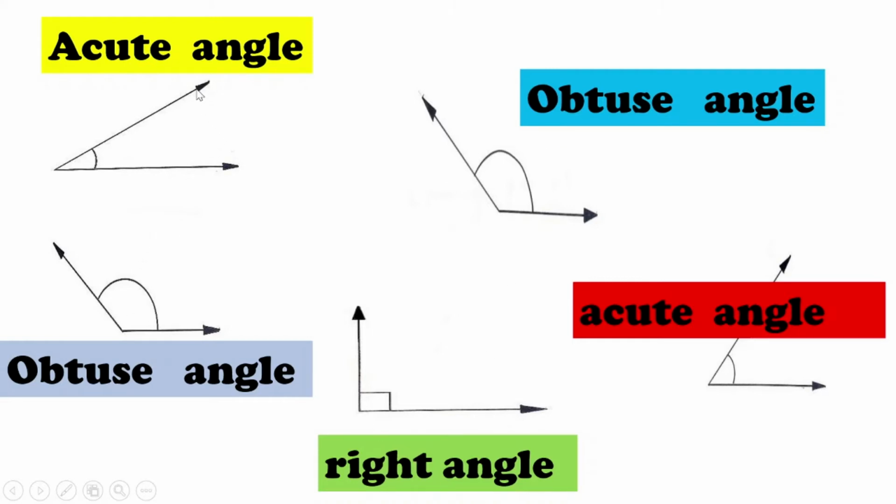Kasi, mapapansin nyo sa acute angle, pag itong one side, medyo maliit, hindi lumagpas sa 90 degree, that is acute angle. Pero pag nakakita kayo ng straight line with a box or making a square to the corner, that is a right angle. At ito naman yung obtuse angle.